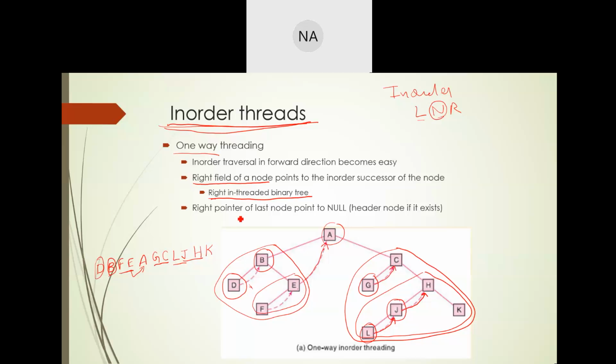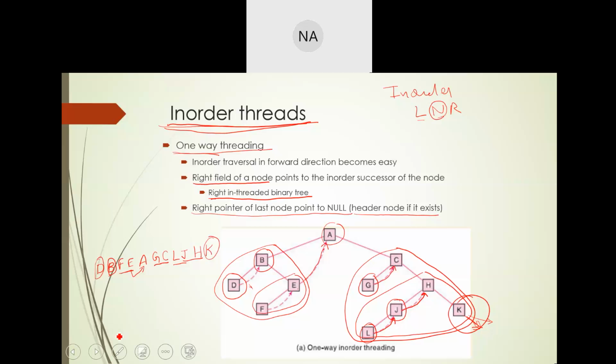And the right pointer of the last node points to null, or it may also point to the header node if it exists. Here node K also does not have a right subtree, so its right pointer is null. But since this is the last node, there is no in order successor, so it simply points to null, or it may point to the header node if it exists.